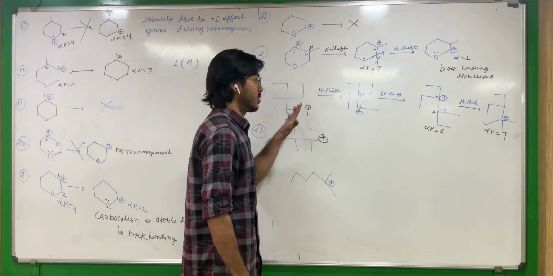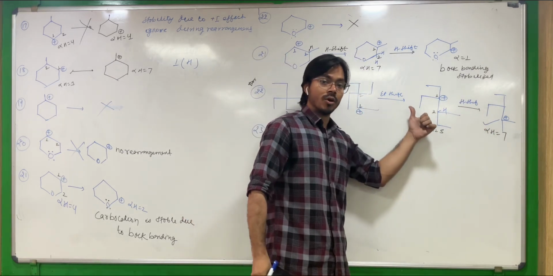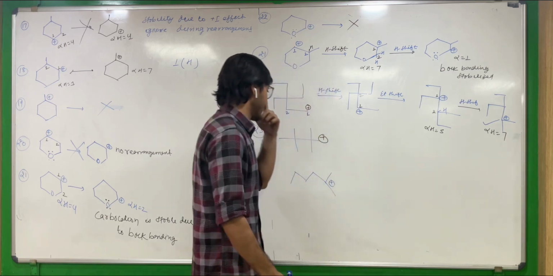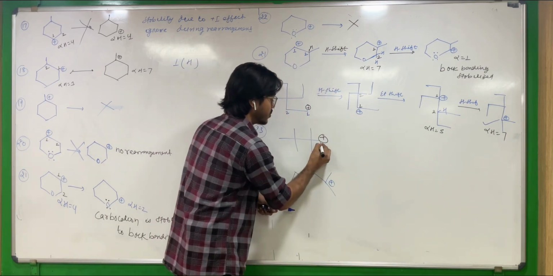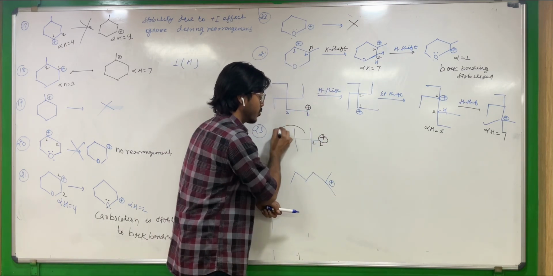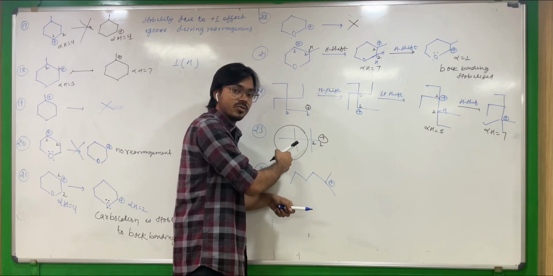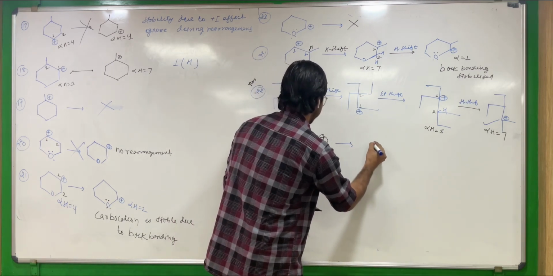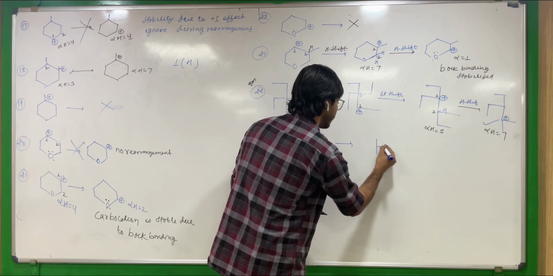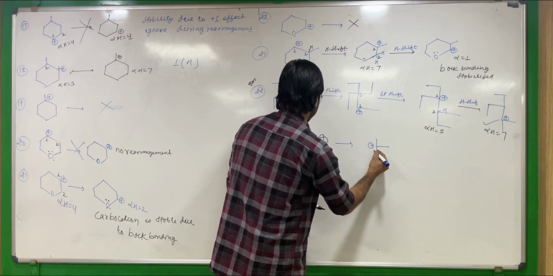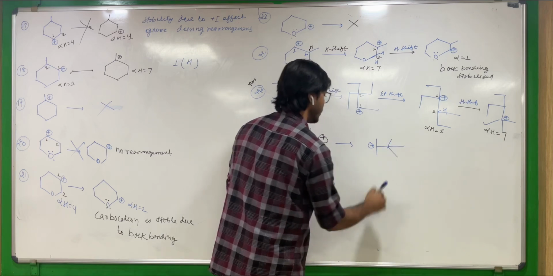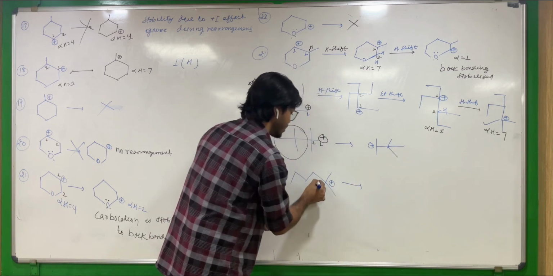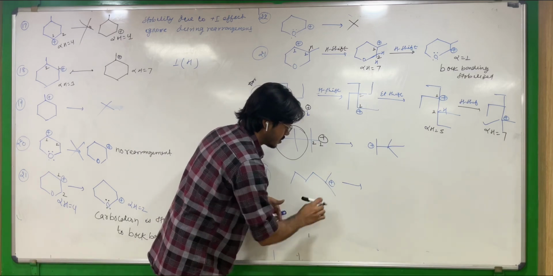Very important one. So there are three 1,2 shifts taking place. Now this one, this is 1 and this is 2. So the larger group will shift. Tertiary butyl is there, so that has more migratory aptitude. So the product formed will be this one. This is the product.